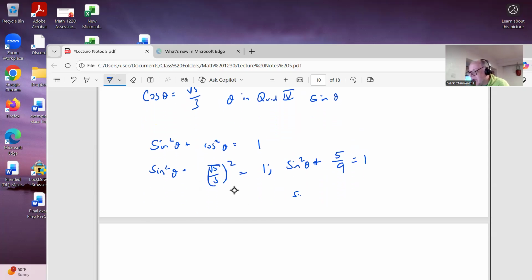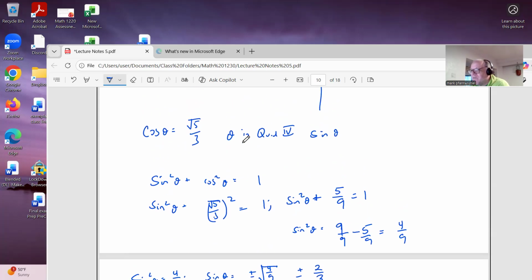We have sine squared is equal to 9/9 minus 5/9, and we end up with 4/9. So sine squared was equal to 4/9. Sine must be plus or minus the square root of 4/9. I think I could safely say that the square root of 4 is going to be 2, the square root of 9 is going to be 3, and I have to choose plus or minus.